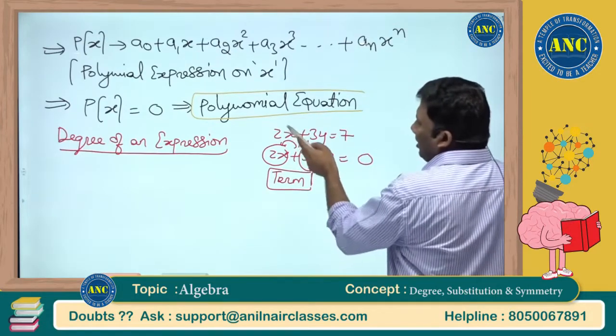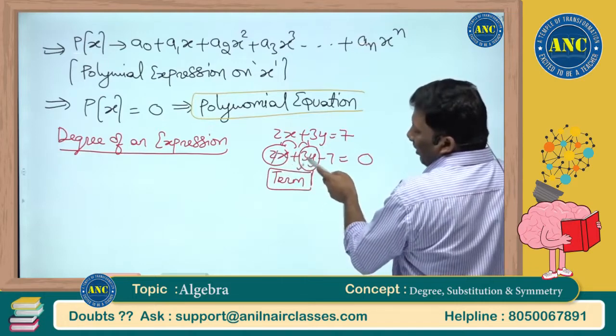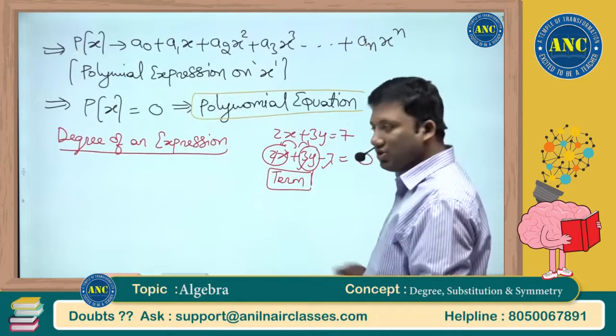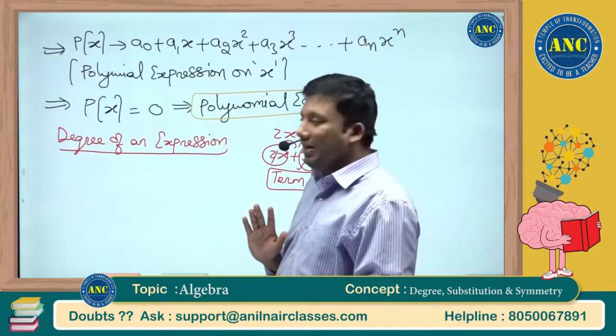How many terms are there? One before plus, one after plus, and one before minus 7. After that it is equated with 0. So there are 3 terms.